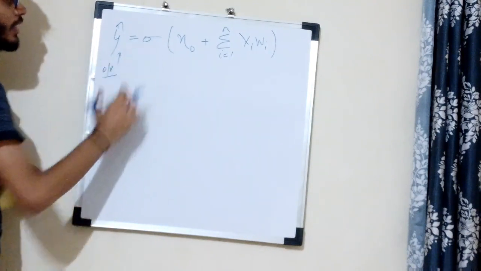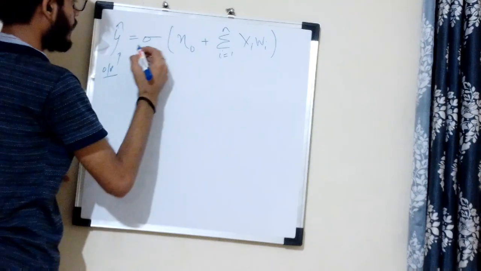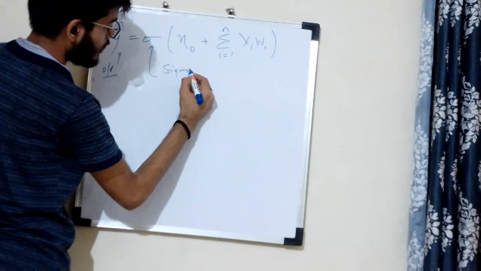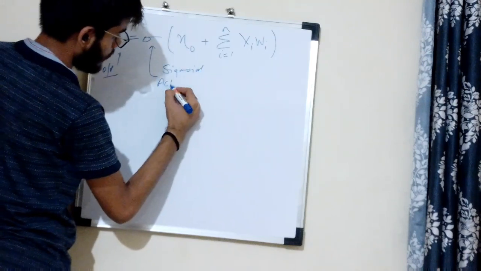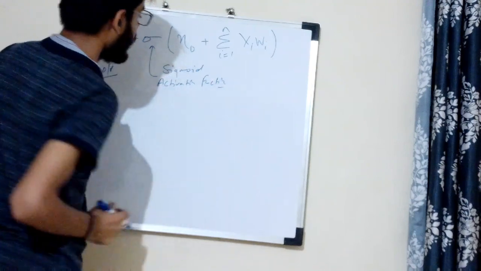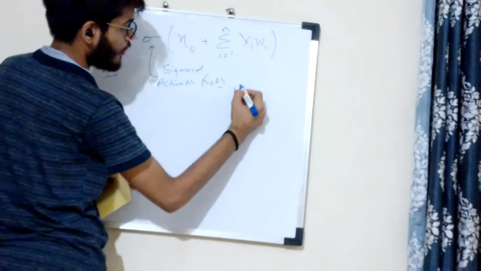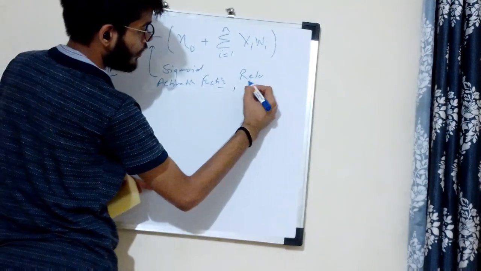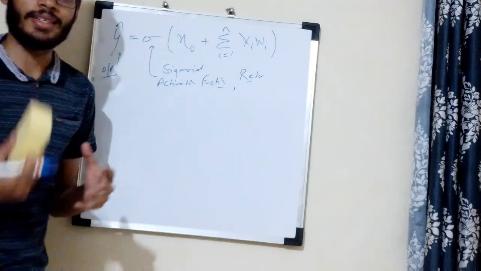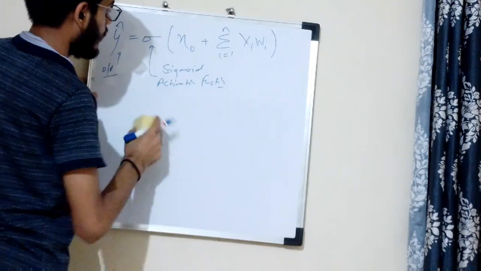Let's talk about this activation function. What is the need of this activation function? This is a sigmoid activation function. There are many types of activation functions, like sigmoid, ReLU, and leaky ReLU. According to our need, we will be selecting the activation function.